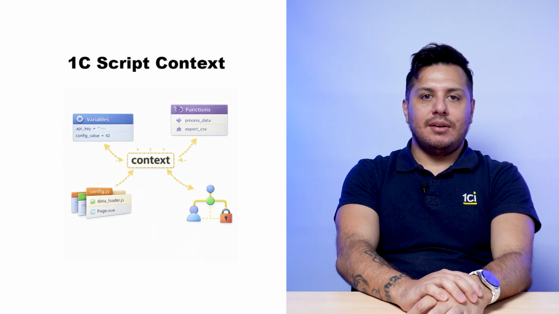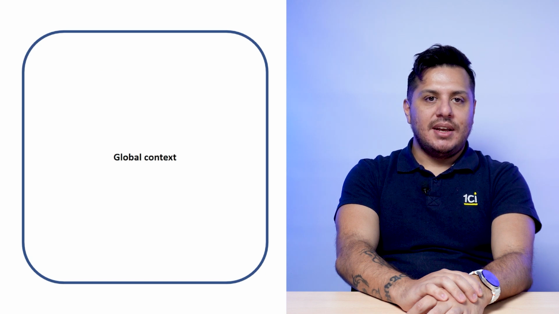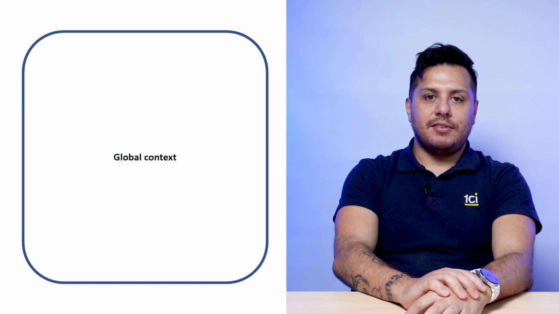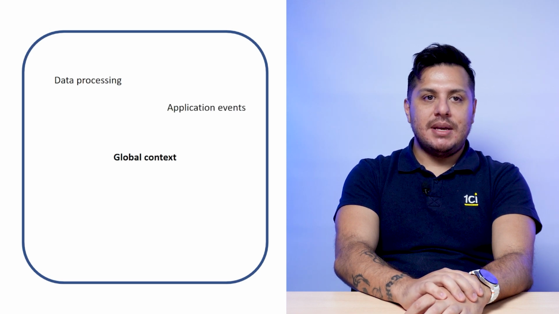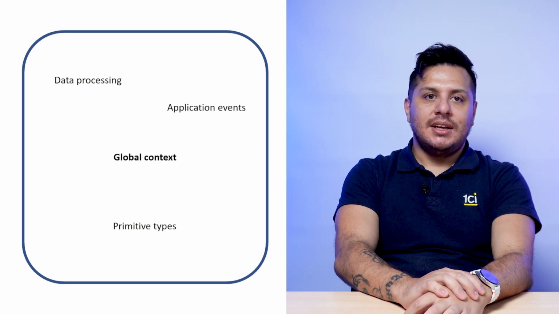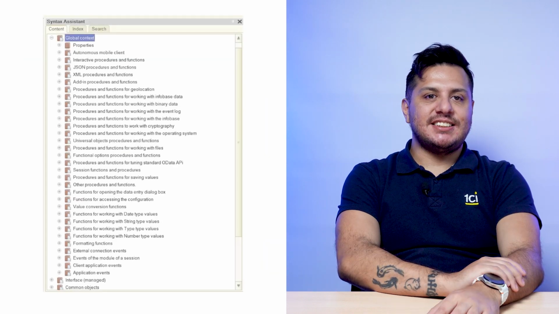Let's start with the global context, the most universal one. It's available everywhere in your configuration. The global context includes platform functions for working with strings, numbers, and dates. Basically, all the standard tools you need in any application. You can find this in the Syntax Assistant under the Global Context section.